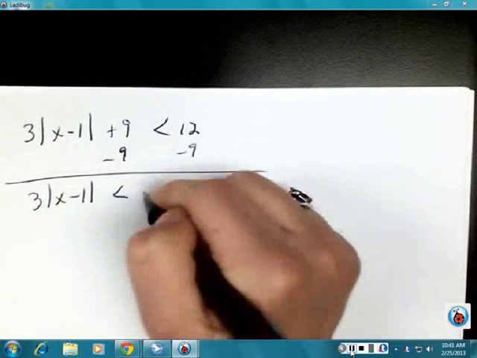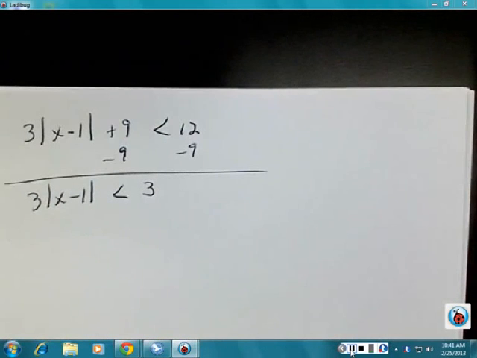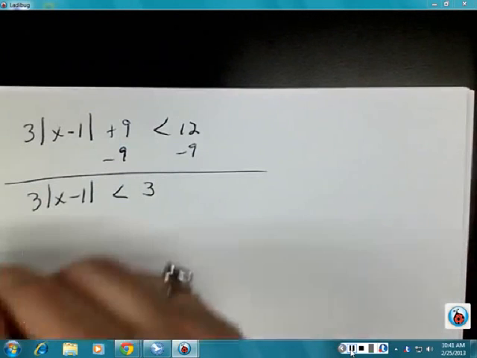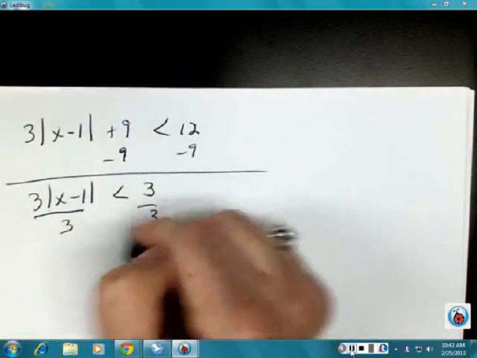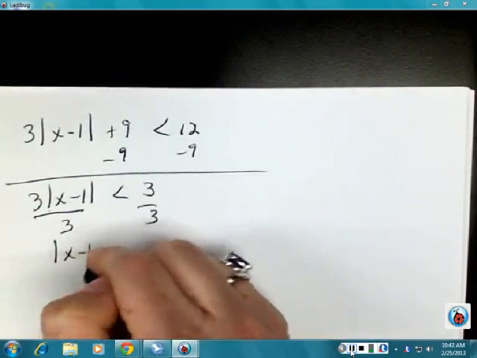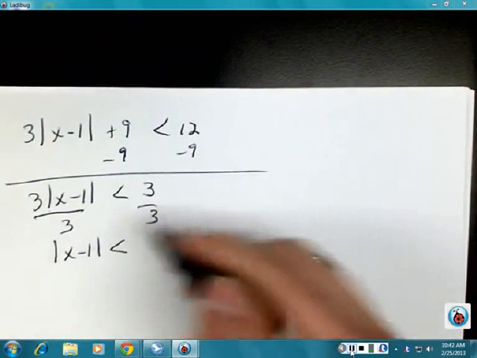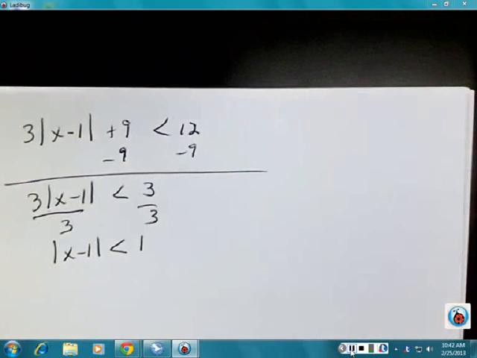Twelve minus 9 is 3. Now we need to divide by 3. That was just a guess. I guessed right? You did. Good guess in there. Divide by 3. 3 divided by 3 is 1.